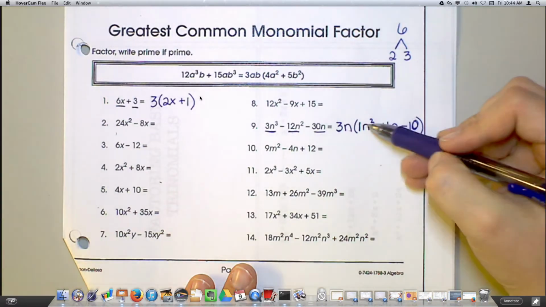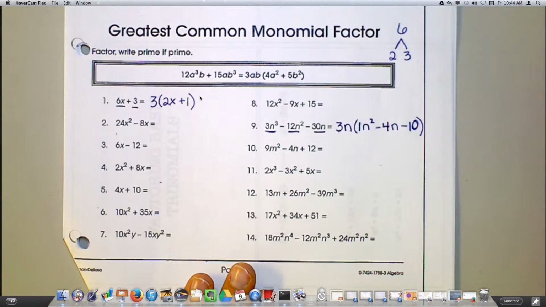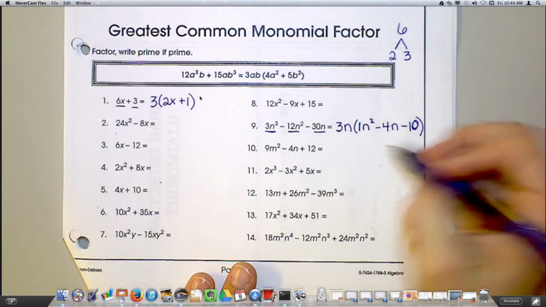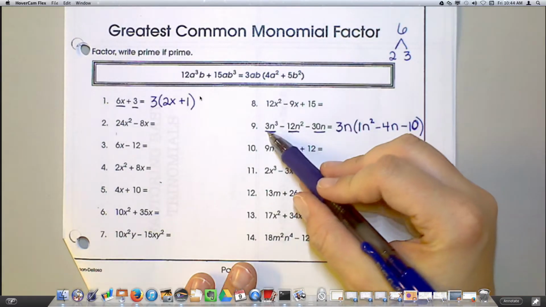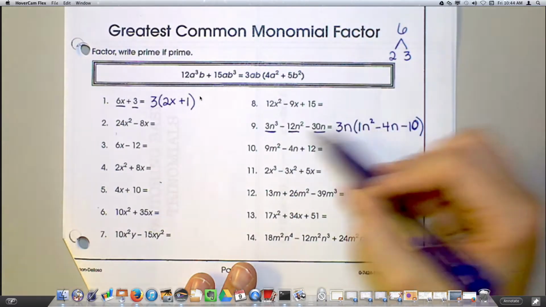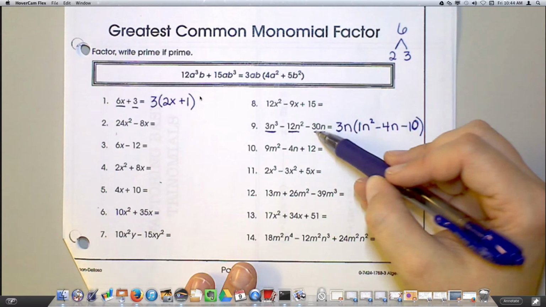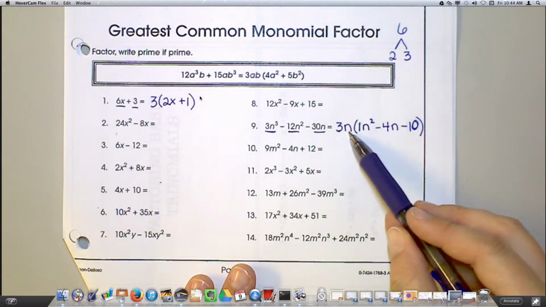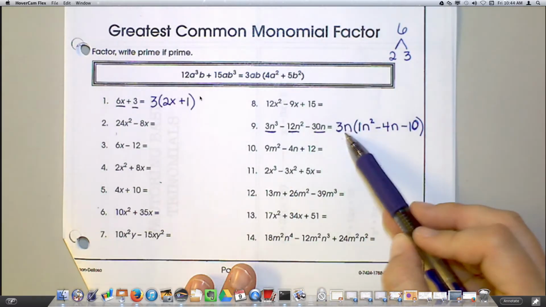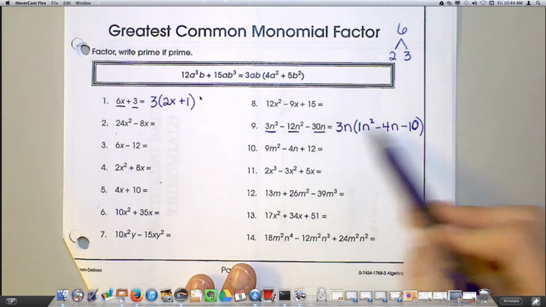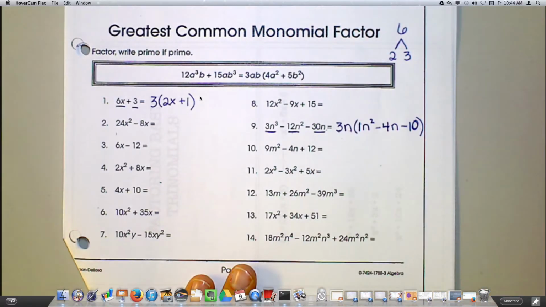This here is a 1. Now, could you get away without writing that 1 in there? Yes. But I kind of do out of habit so that you can see 3 times 1 would give you 3. 3 times 4 would give you 12, and 3 times 10 would give you 30. N times n squared gives you n cubed, n times n gives you n squared, and n times nothing would give you n. Okay?